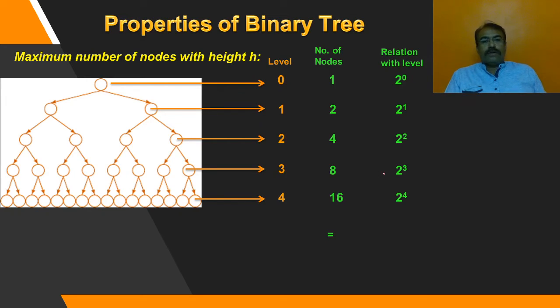These are the number of nodes it is having. Okay. So what is the total number of nodes this particular tree is having? It is 1 plus 2 is 3, plus 4 is 7, 7 plus 8 is 15, plus 16. The total number of nodes it can have is 31. Okay, so this is having a total number of nodes as 31.